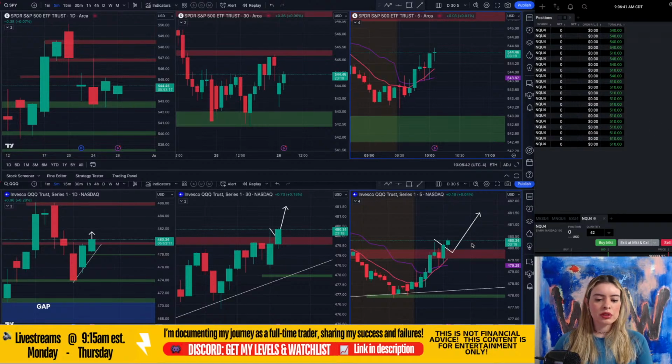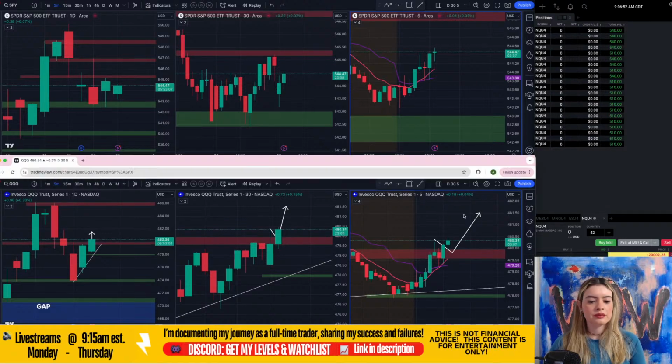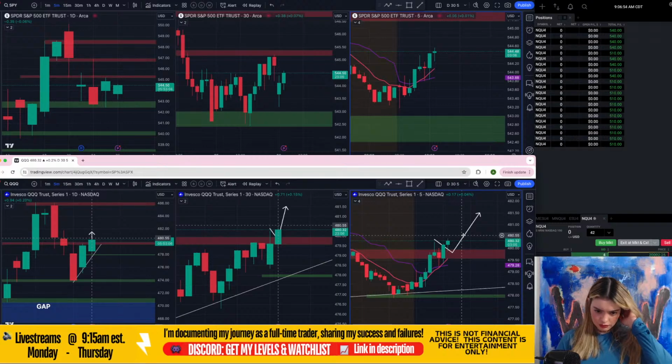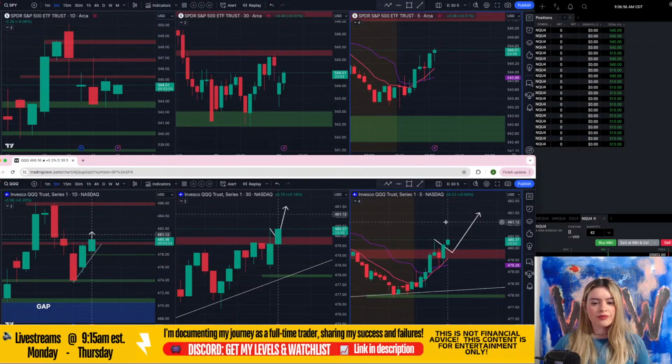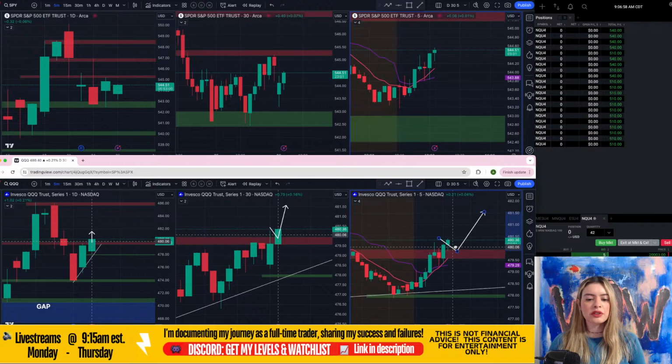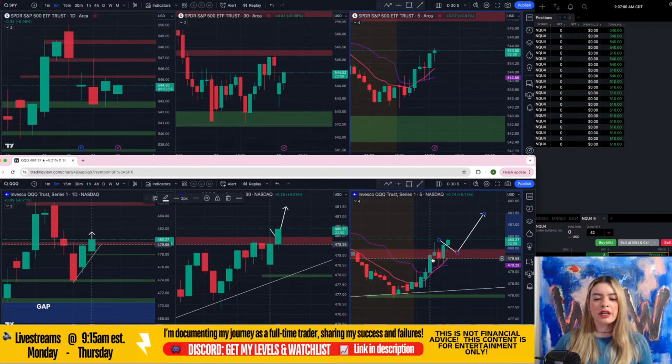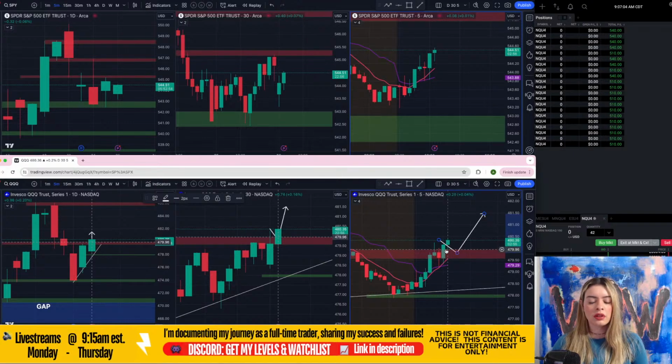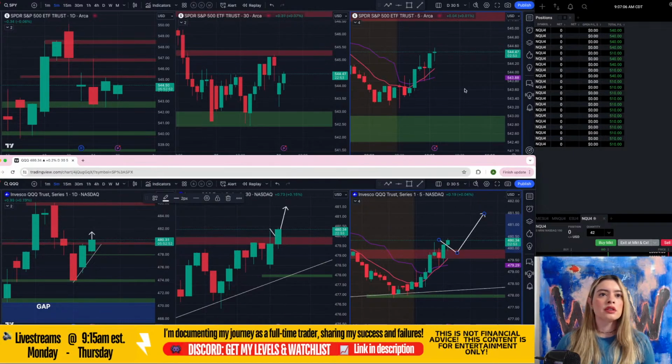Okay, we're looking pretty bullish. Pretty bullish. Gonna wait a little bit here. I want to see if we can have a little red candle, something like this, that pulls back to this level, and then I enter longs.